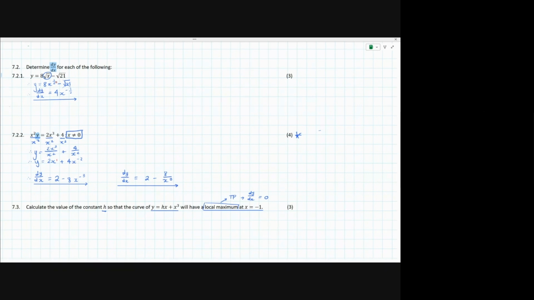Okay, so like I say, for this first one, you're getting a mark for writing 8x to the power half.